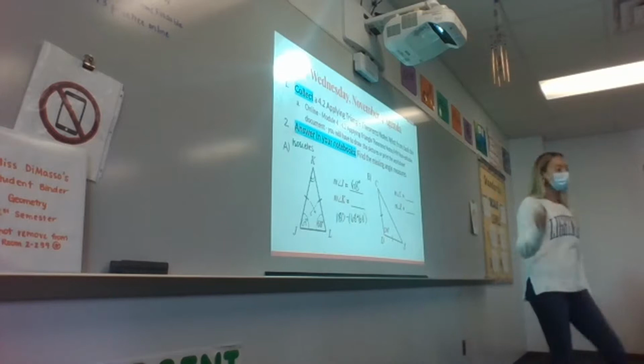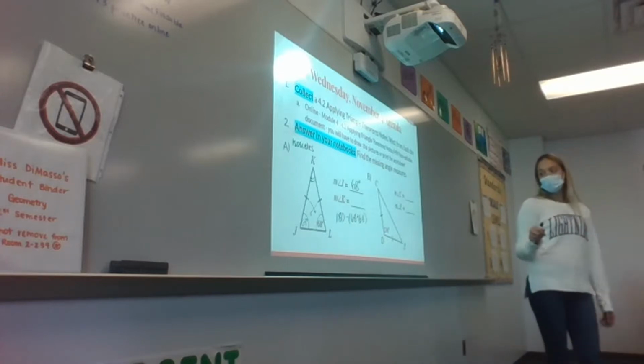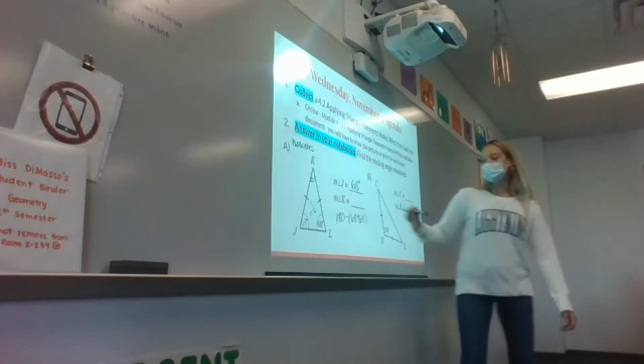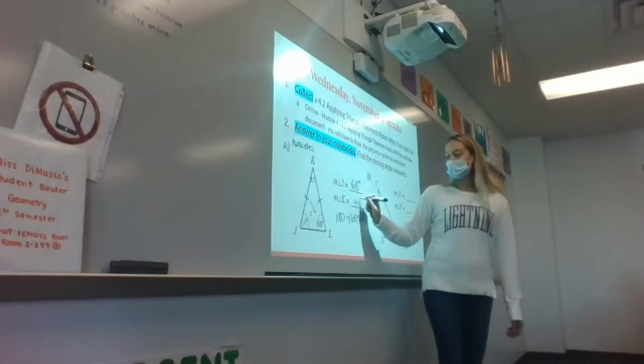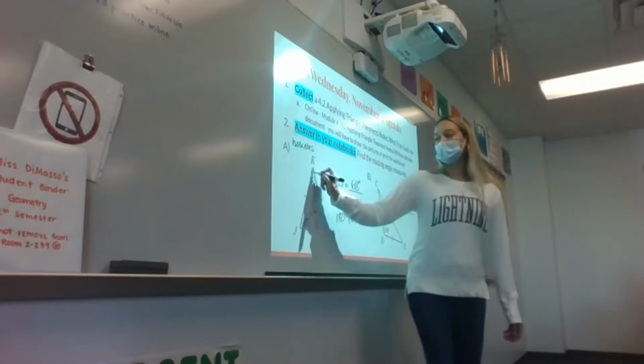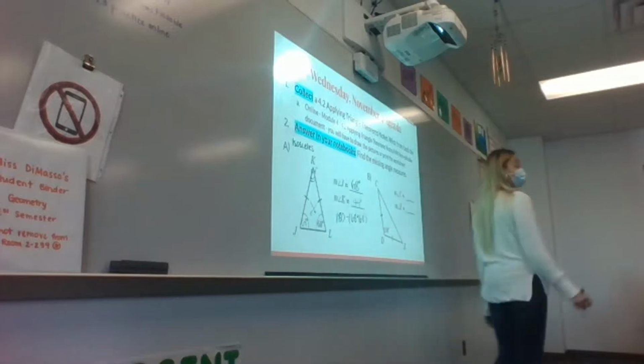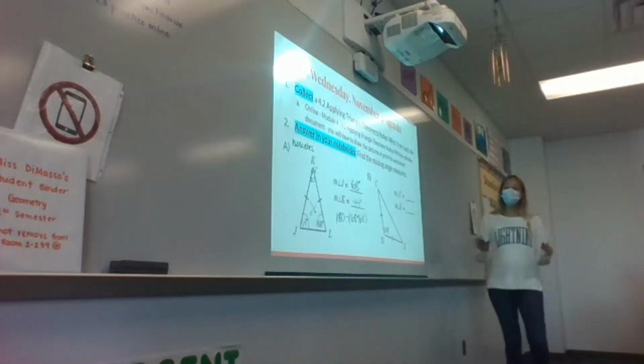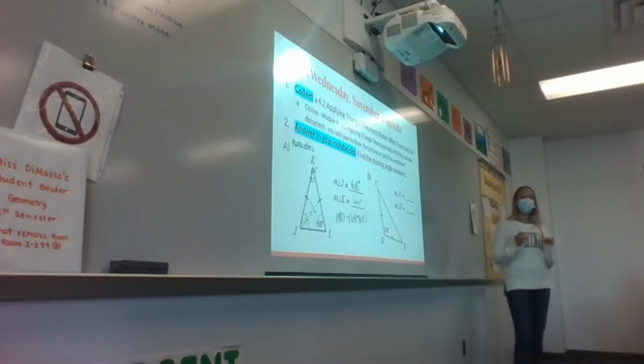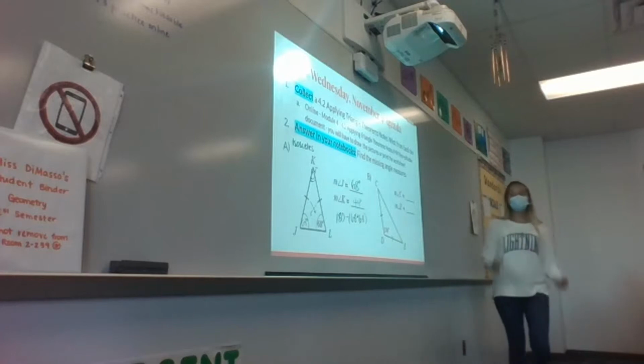What do you get when you do that? 44 what? Degrees. Very nice. So you're left over with 44. That means this angle up here is 44 degrees. Very nice. So every triangle, no matter what type, has to have all of the angles add up to 180.